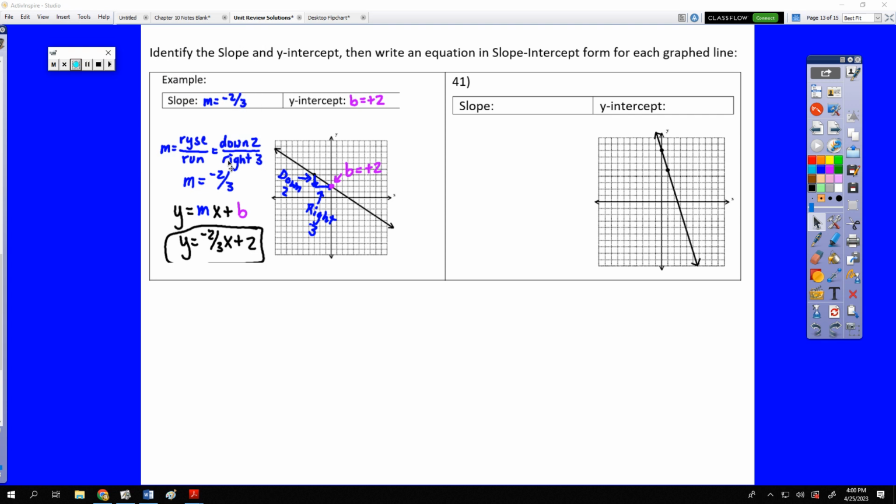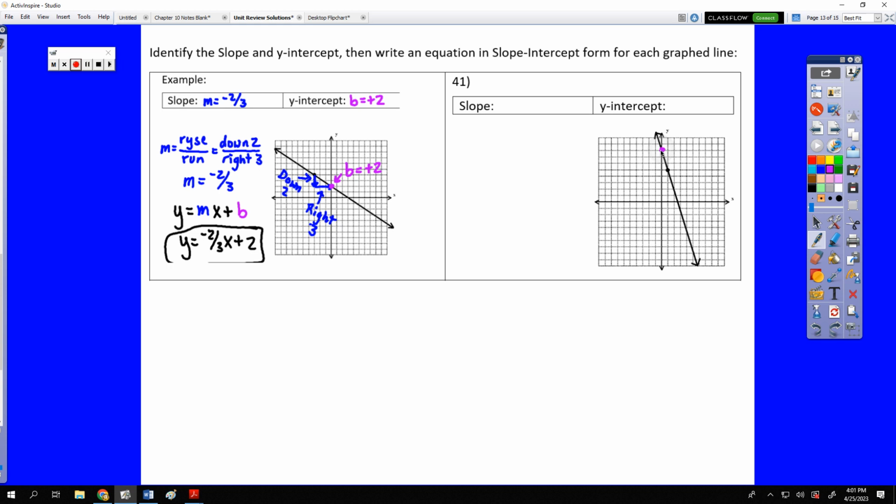All right, ladies and gentlemen, this is the final video for your unit review over slope and linear equations. What we're going to do in this video, according to the directions, is identify the slope and the y-intercept from the graph, and then write an equation in slope-intercept form for the graphed line. Our first step is to find the y-intercept.